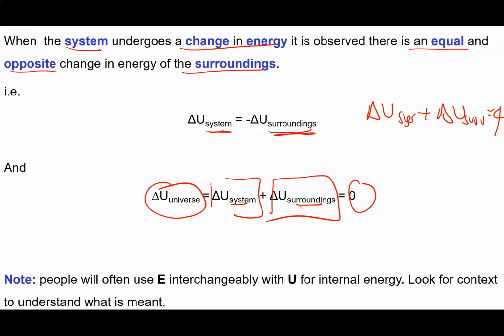Now, I want to give you a little warning. If you start looking stuff up online, you'll often see people use an uppercase E to indicate the total energy of a system, what's often referred to as the total internal energy of the system. And sometimes people will use U. You just have to look for context to understand what is meant. Just keep in mind that not everybody uses U for total internal energy.